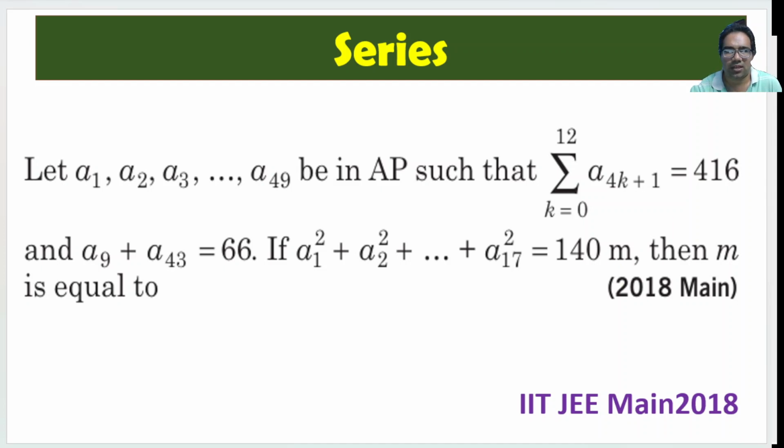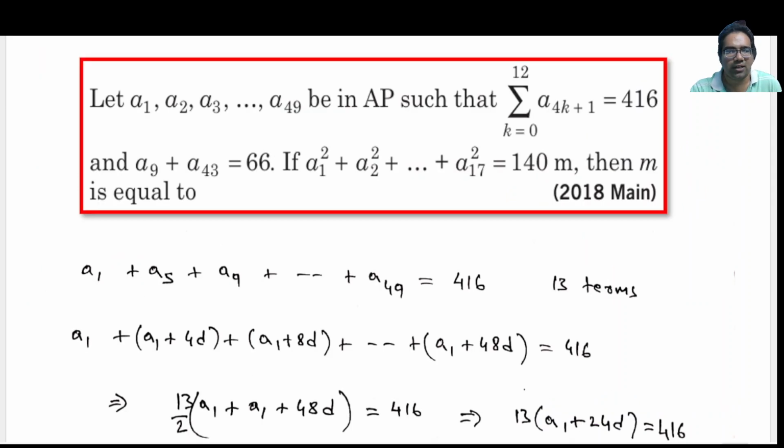Right. Let us do one thing. Let us use whatever is given and try to find what exactly this series is about. Now we are given A1 plus A5 plus A9 up to A49 is 416. Basically, how many terms are there? There are 13 terms, 0 to 12. Here there are 0 to 12, so there are 13 terms.